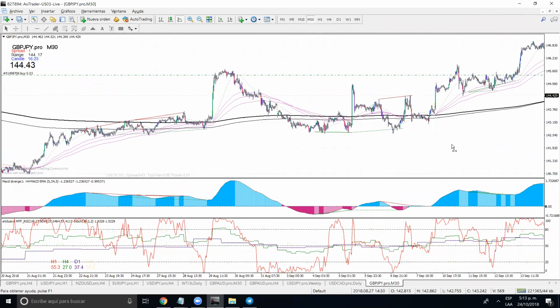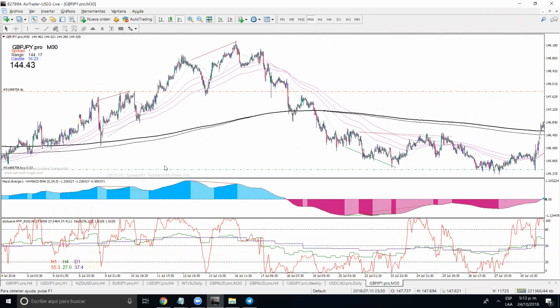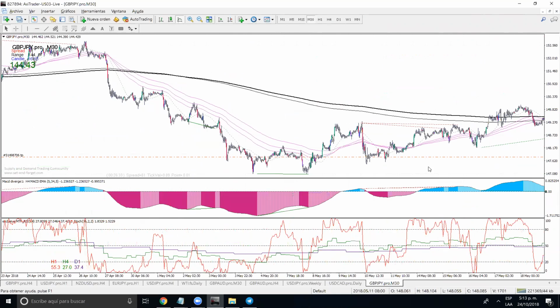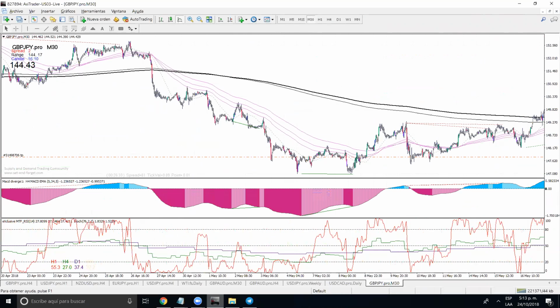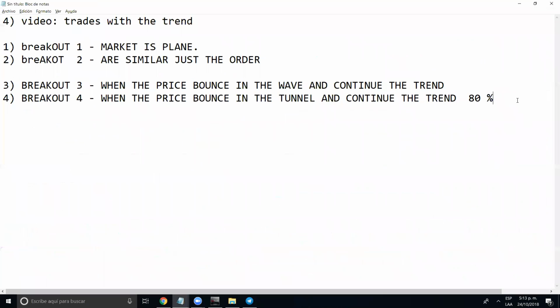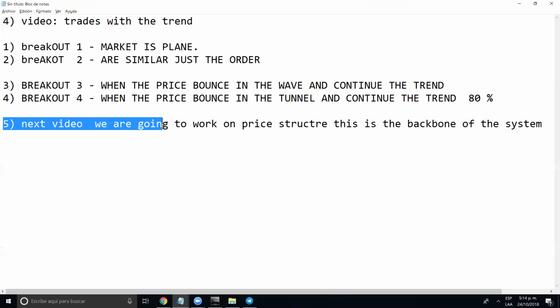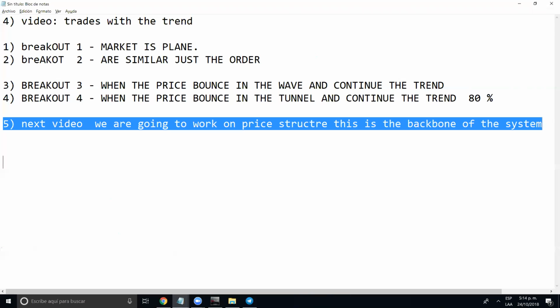Additionally, in the next video, we're going to work on those different trades. We're working on price structure. So next video, we are going to work on price structure. This is the backbone for the system. If we don't watch this video, we are going to fail. We need to watch this video.